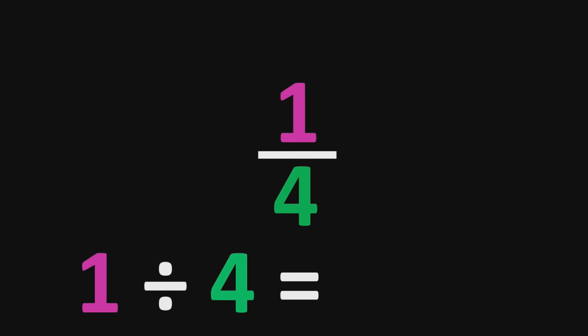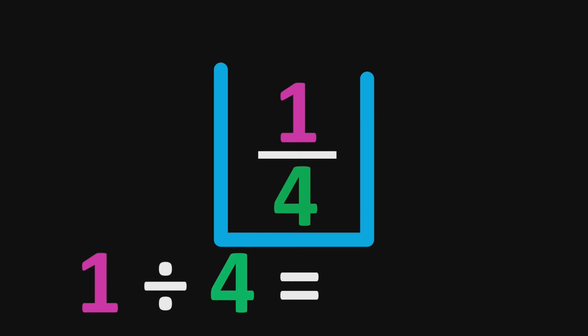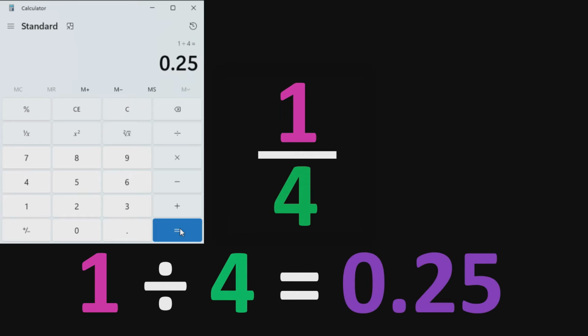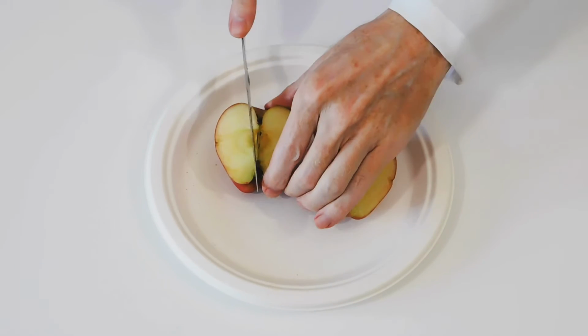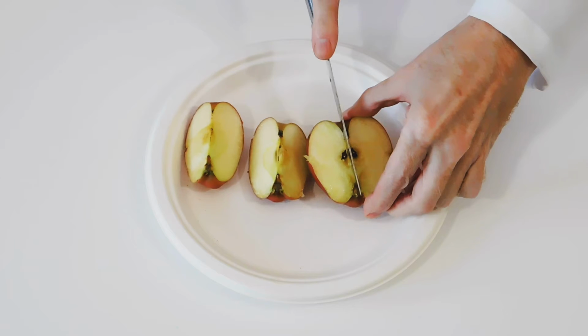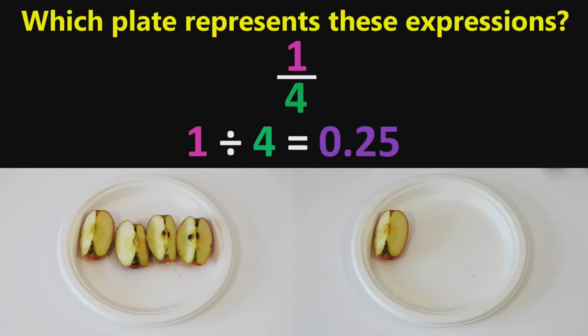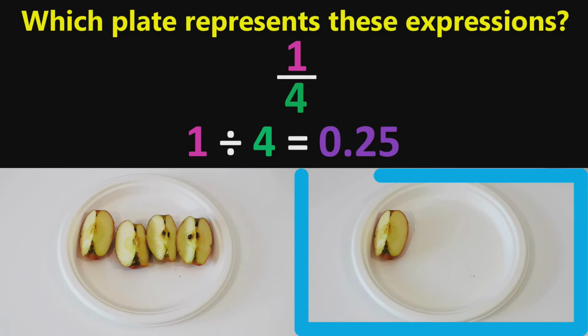Both of these division expressions say that we have 1 whole and are dividing it by 4. We commonly call this amount 1/4. We can use a calculator to find that the quotient is 0.25. Now, let's say the whole we are referring to is this apple, that we're cutting into 4 pieces. Which plate represents these division expressions? Only the plate on the right contains a quarter of an apple, which we can express as 0.25.